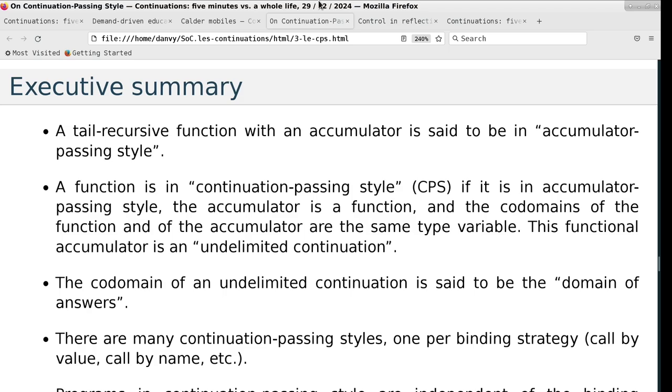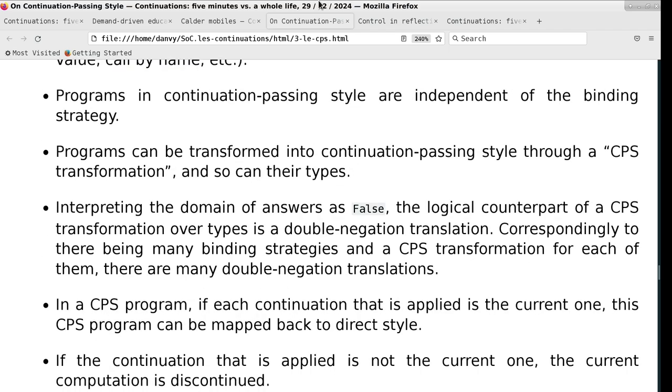There are many continuation passing styles, one per binding strategy: call by value, call by name, and so on. Programs in continuation passing style are independent of the binding strategy. You can evaluate them in call by value or in call by name, it won't make a difference. Programs can be transformed into continuation passing style through a CPS transformation, and so can their types. If you interpret the domain of answers as false, the logical counterpart of the CPS transformation of the types is a double negation translation. Corresponding to the fact that there are many binding strategies and a CPS transformation for each of them, there are many double negation translations.